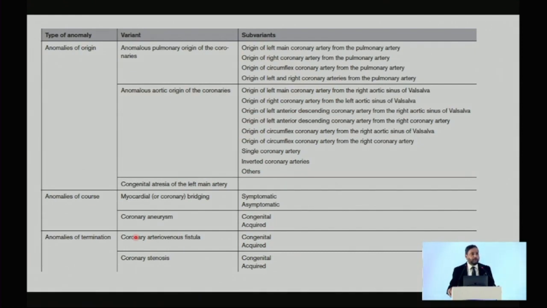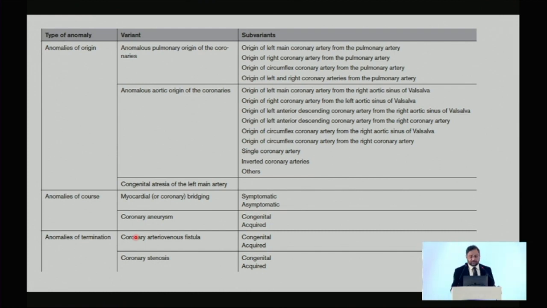For example, with anomalies of origin, the left or the right coronary artery can take its origin from the pulmonary artery. That happens because the buds develop before the bifurcation of the bulbus cordis into aorta and pulmonary artery. So these buds can move to the pulmonary artery part, and then you can have a left or right coronary artery arising from the pulmonary artery. We can have anomalies of the course, myocardial bridging or coronary aneurysm, and we can have anomalies of termination, the atrioventricular fistulas or coronary cameral fistulas.